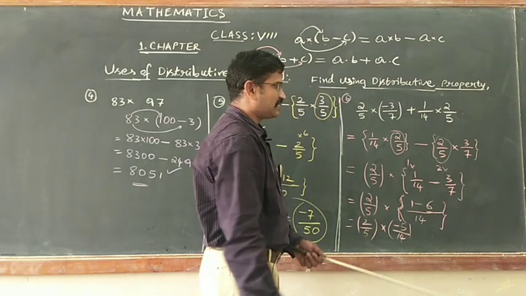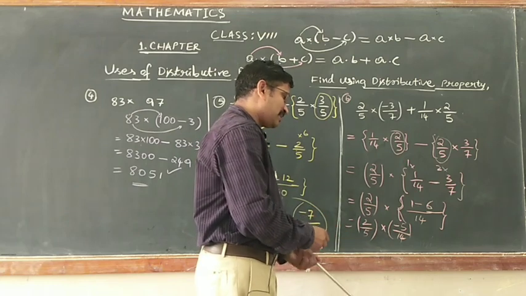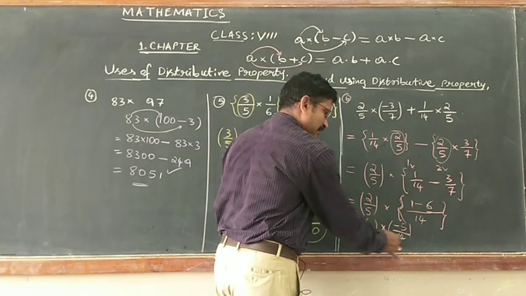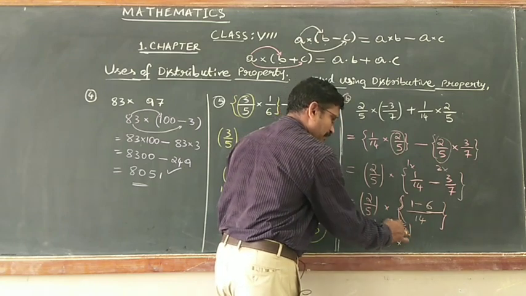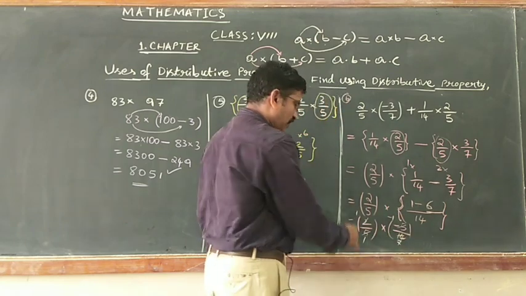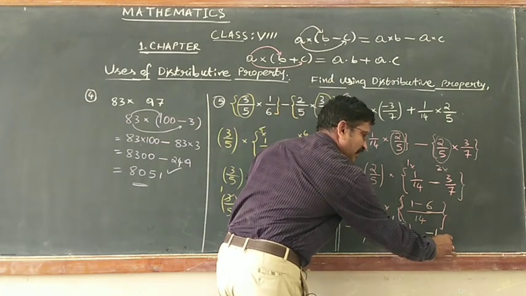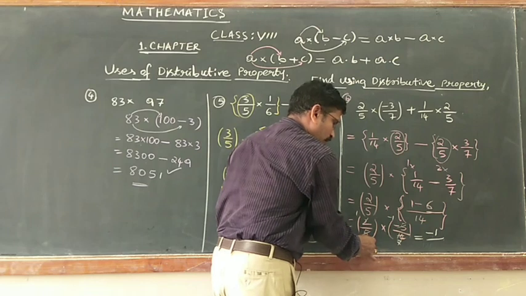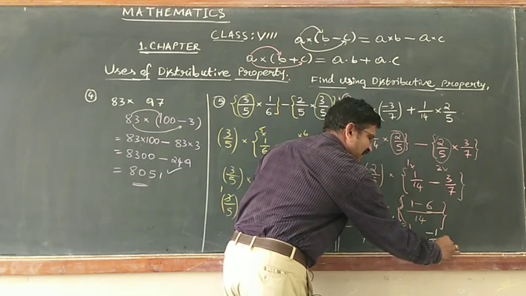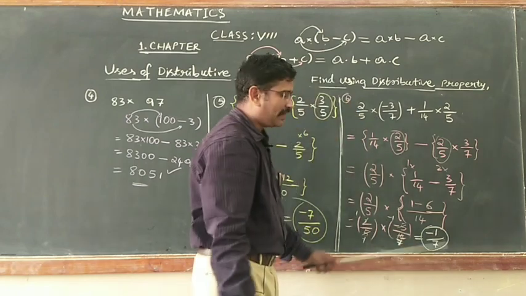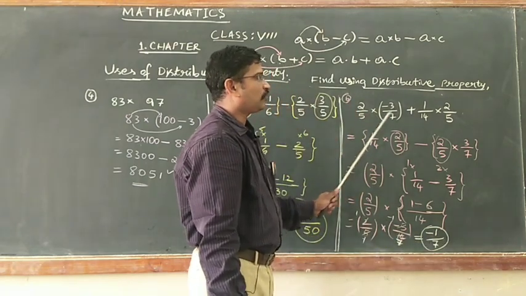Now, if there is a chance of cancellation, you can do that. What is the chance of cancellation here? 2 ones, 2 sevens are 14, 5 ones are 5, minus 5 ones are minus 5. So, the product is 1 into minus 1 is minus 1 upon 1 into 7, 7. So, minus 1 by 7 is the answer for this given question.